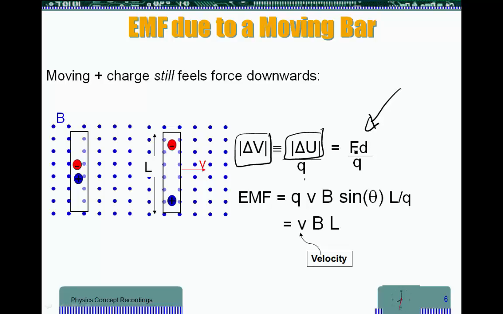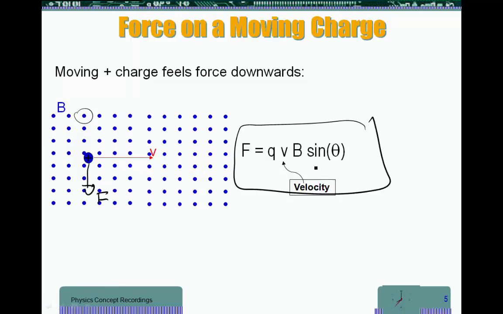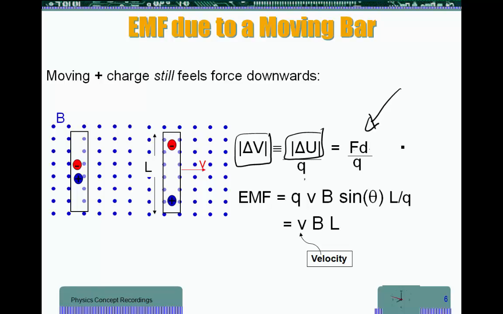So the work is force times d. Now what's the force? Like we just wrote it down on the previous screen, it is QvB sin theta, with sin theta being equal to 1, since in this case v and B are perpendicular. So my force is QvB sin theta. My distance, to move a positive charge from here to here, is going to be L. And this is my Q.